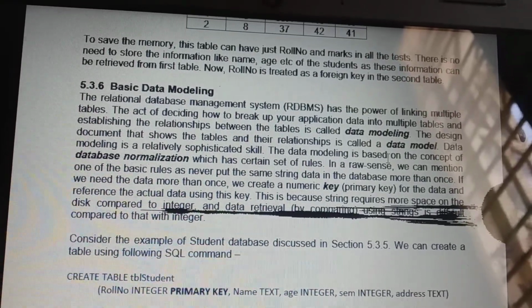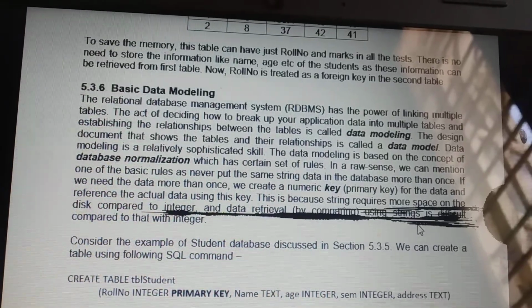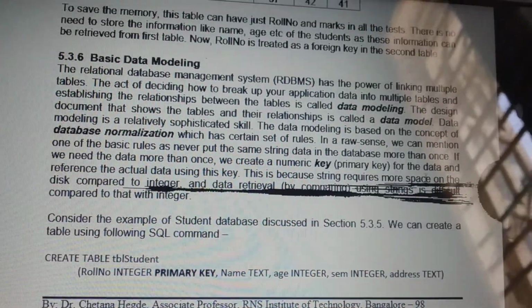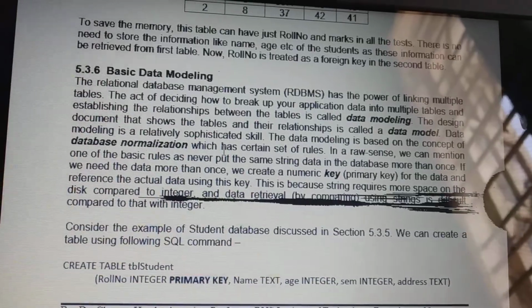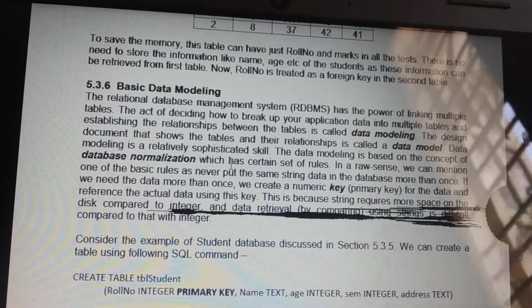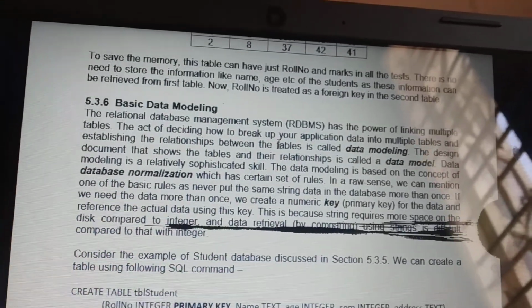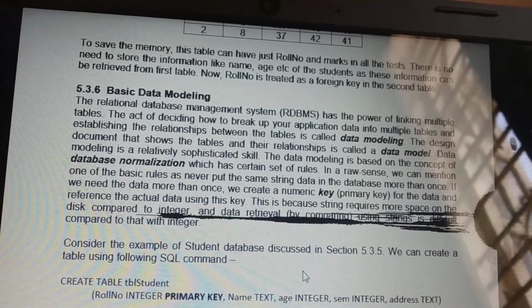What is database normalization? Modeling the data is based on the concept of normalization, which means on some set of rules. Database normalization means some constraints or some set of rules. That is called database normalization.